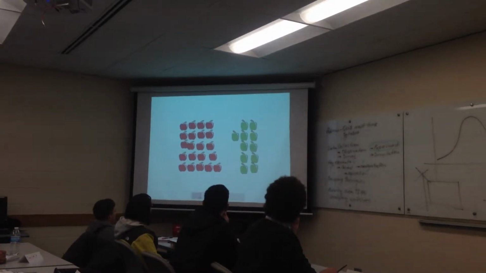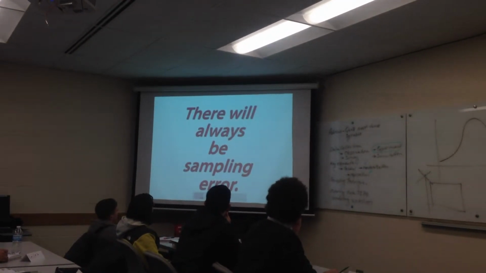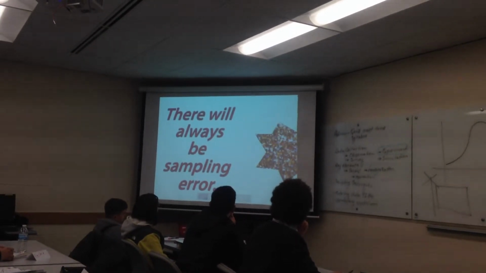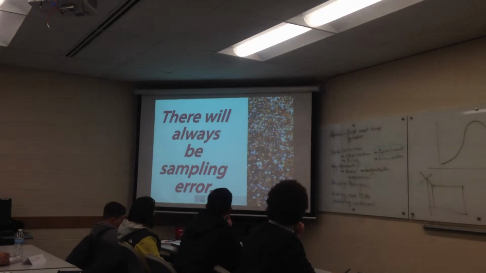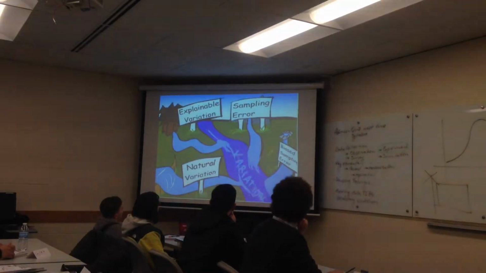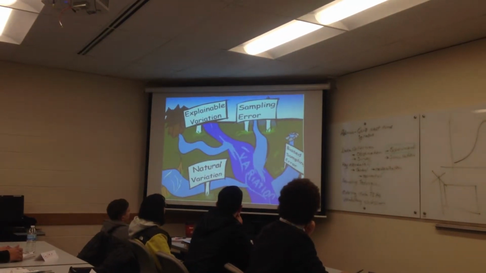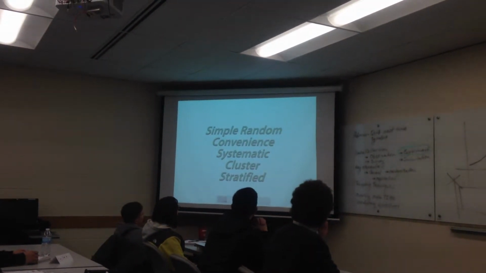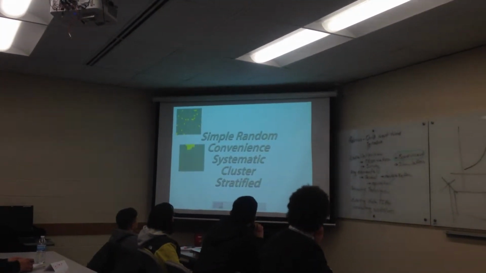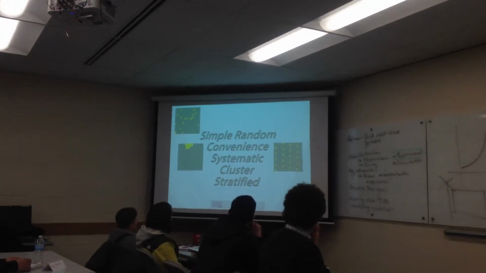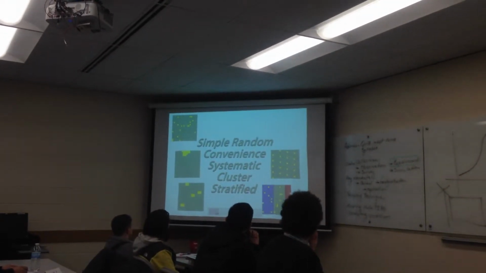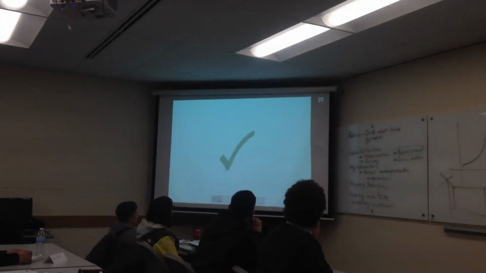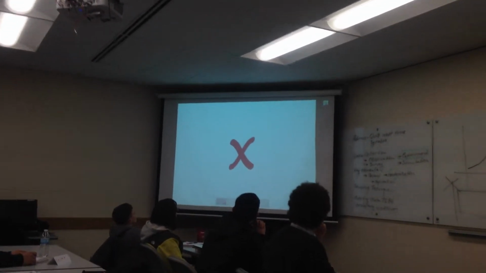Note that no matter what we do, there will always be sampling error or variation due to sampling, as we are looking at a part of the population, not the whole population. The video on variation covers these concepts more thoroughly. This video presents 5 methods of sampling: simple random sampling, convenient sampling, systematic sampling, cluster sampling, and stratified sampling. For each method, we will outline the process and the advantages and disadvantages.